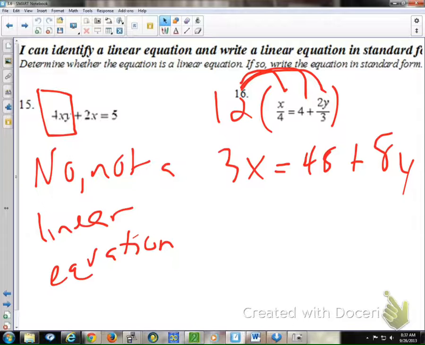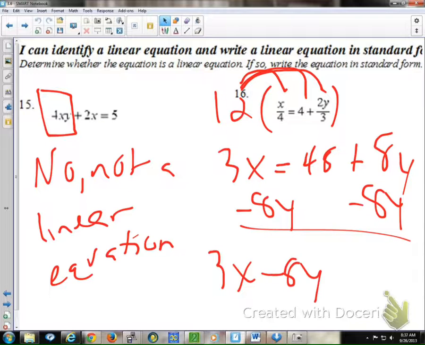Who remembers what standard form is? ax plus by equals c. Does it matter which one? Does it matter if we move the x or the y? Well, you have to put the x and y on the same side. Yeah, the number in front of the x has to be positive, which it already is. So let's move this one so that that'll stay positive. So that's very good, Jordan. So we're going to subtract 8y. And that's 3x minus 8y equals 48. And that is standard form.